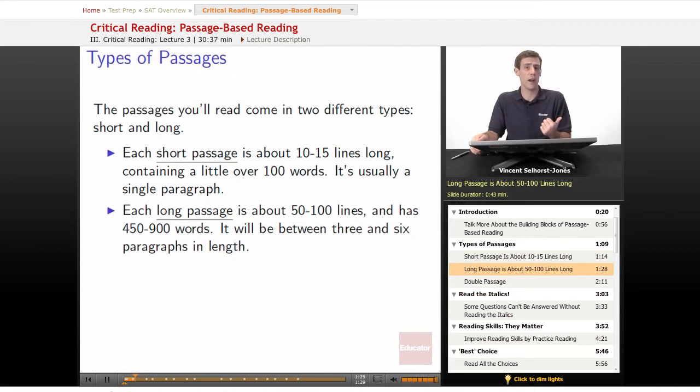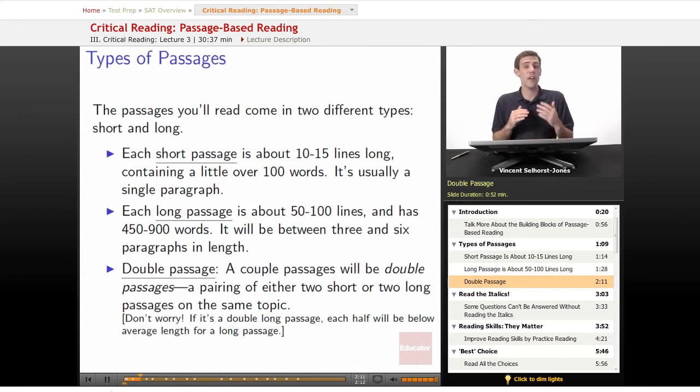A long passage, on the other hand, has a lot more variance. It can be anywhere from 50 to 100 lines, and it's something like 450 to 900 words at the largest. It's going to be between 3 and 6 paragraphs in length, give or take. Don't get worried about this. It seems like 900, oh my gosh, 900, that's such a big number. But really, 6 paragraphs, 900 words, that's actually about like 2 pages in a novel that you'd read in school. It's not a lot of text. So at first it seems like it's really long, but honestly, it's nothing that you haven't done time and time before. It's going to be pretty easy to actually get through that much text, so don't let that worry you.